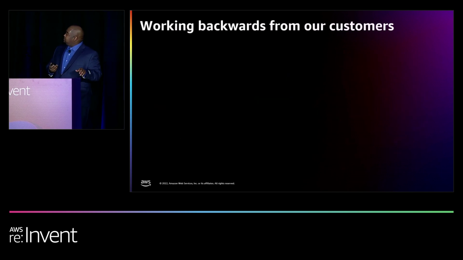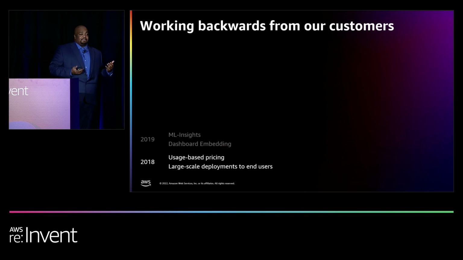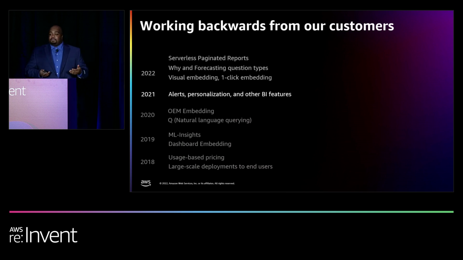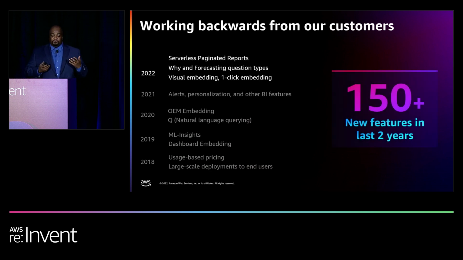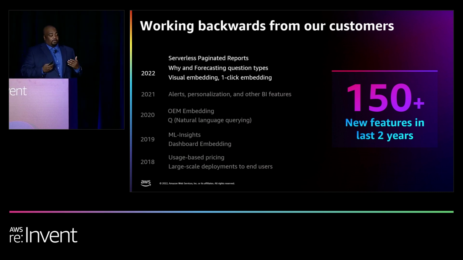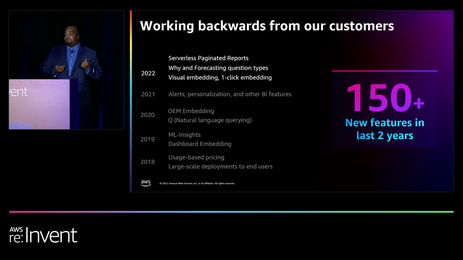So, working backwards. In 2018, we announced pay-per-session. Then from an ML Insights perspective, in 2019, we brought you capabilities using the random cut forest algorithm to do things like forecasting and anomaly detection, in an unsupervised learning fashion, to provide you those insights. In 2020, we announced some of the OEM capabilities around embedding, and from a Q perspective, that's when you first get a gauge for what we're going to be able to accomplish from a natural language query perspective. And 2021, last year, was all about alerts and personalization, as well as other BI features.